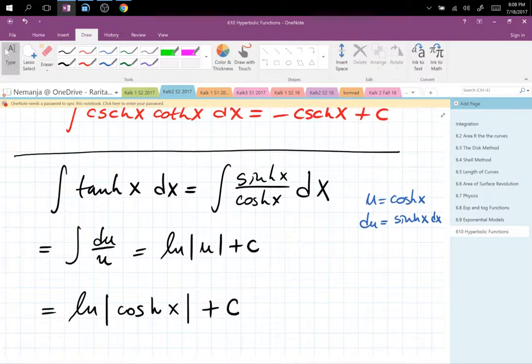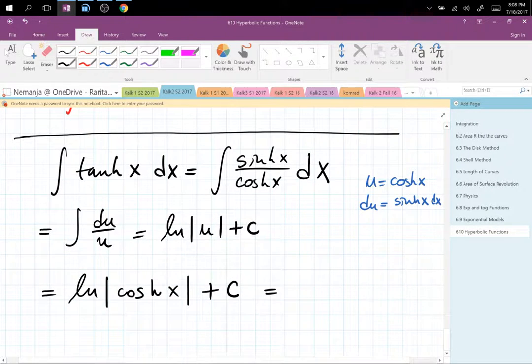So, let's work some magic over here. What I'm going to do is make the inside 1 over cosine hyperbolic x to the negative 1.